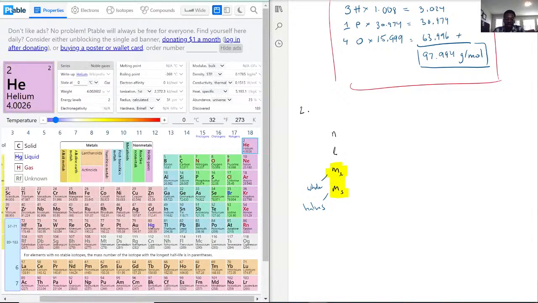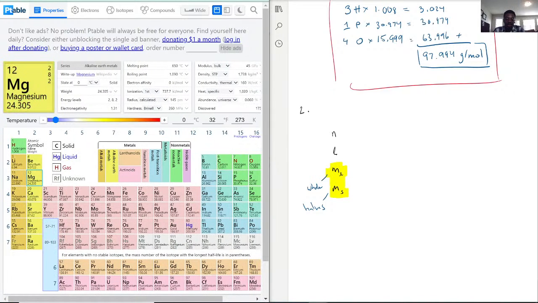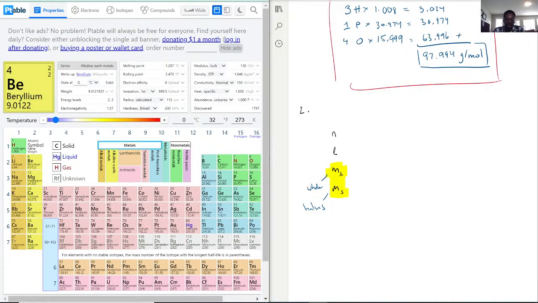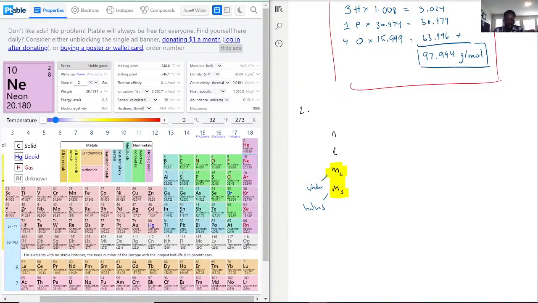So it wouldn't be helium, it wouldn't be argon, it'd be neon right here, because this is the noble gas preceding magnesium, since the periodic table goes from left to right as you read it. So as you keep going from left to right, you'll see that the noble gas before magnesium was neon. So that's what we do here.